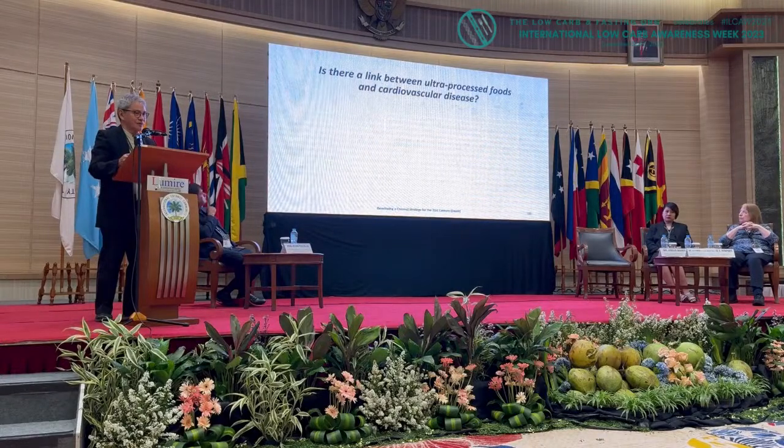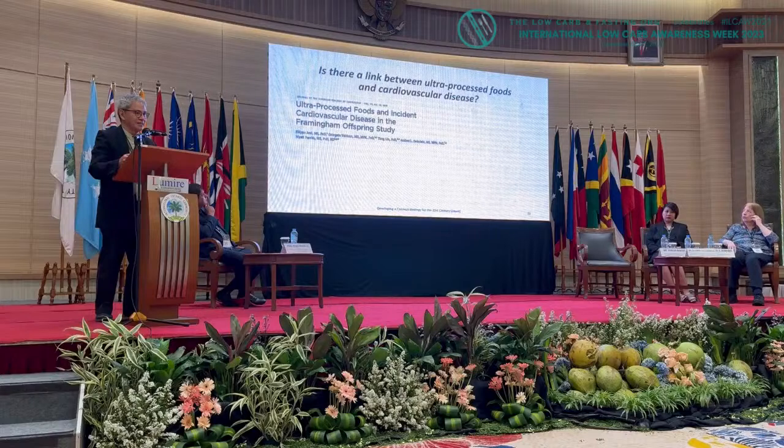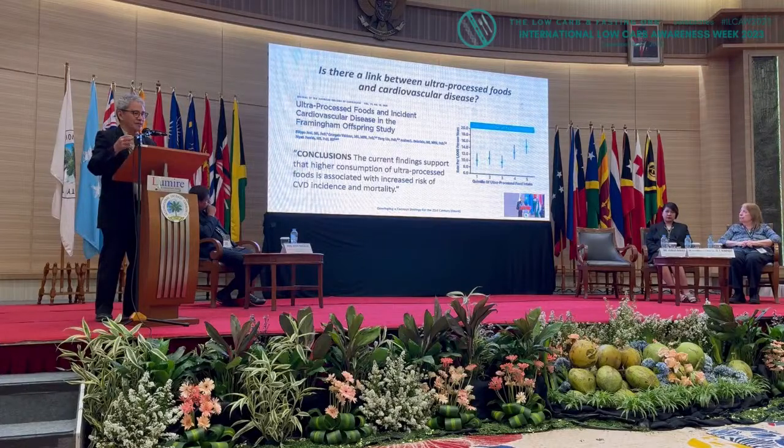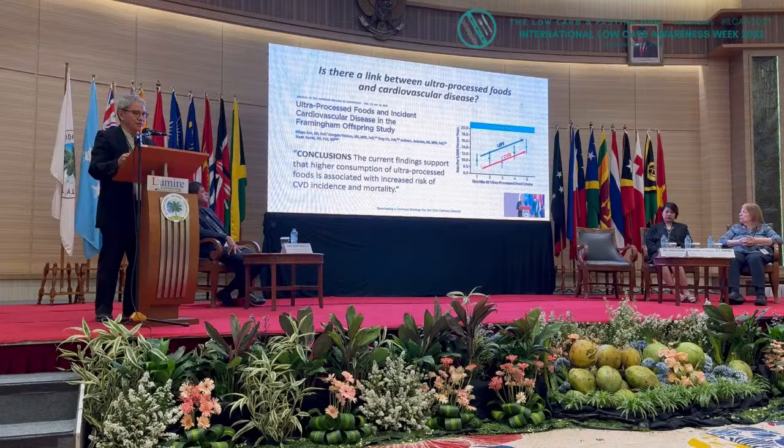And there is a link also between ultra-processed foods and cardiovascular disease. So, this is a study, ultra-processed foods and incidence of cardiovascular disease in the Framingham Offspring Study. So Framingham is a town in Massachusetts, which they've been studying since around the 1960s. And here, they show that the current findings support the conclusion that higher consumption of ultra-processed food is associated with increased risk of cardiovascular disease, incidence, and mortality. So as you can see from the graph, as the amount of ultra-processed food consumed increases, so does cardiovascular disease.